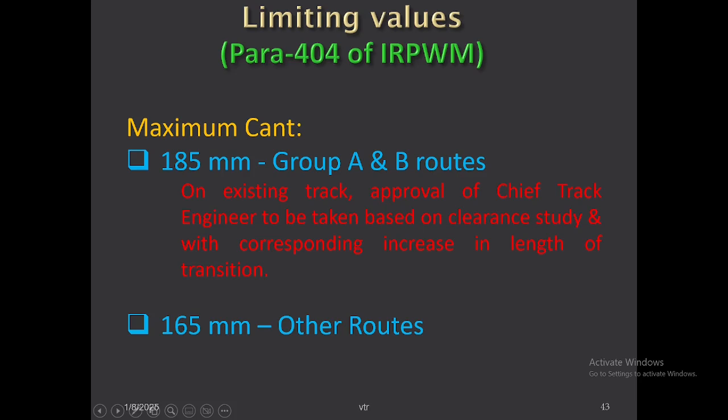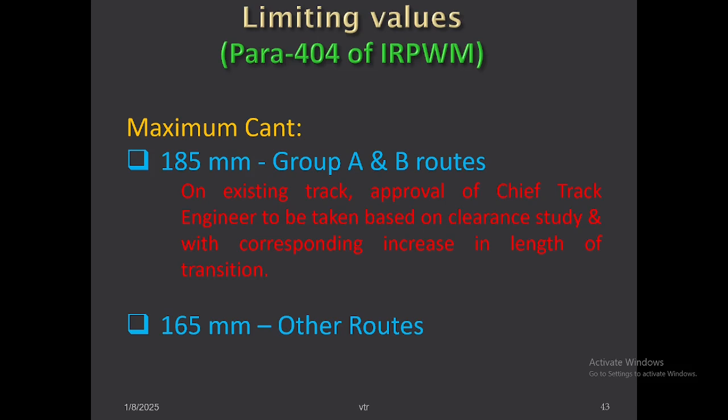As per IRPWM para 404, the maximum cant on Indian Railways for Group A and B routes is 180 mm. For an existing track, approval of the CTE is to be based on a clearance study and a corresponding increase in the length of transition. Earlier it was 165 only; now it has been increased to 185 for Group A and B routes.